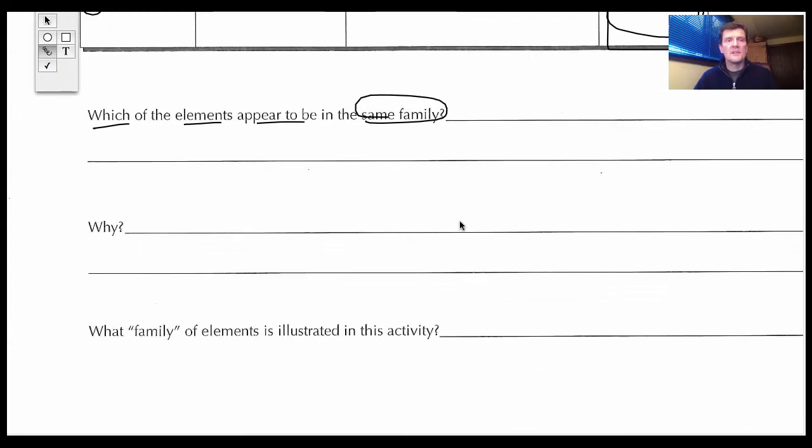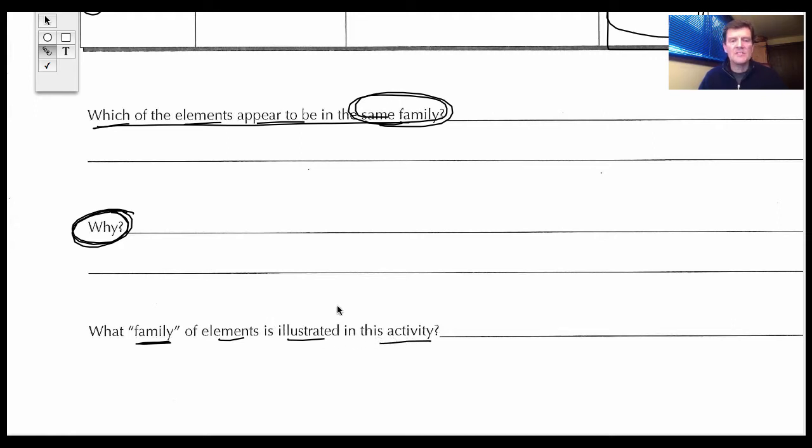Okay? Now you're going to tell me why. Why do you think that those are in the same family? What did you observe that gave you the inclination that they're in the same family? Okay? And then answer this question: what family of elements is illustrated in this activity? In other words, now you can look at a periodic table and tell me, if you think certain ones are all in the same family, which family is that?